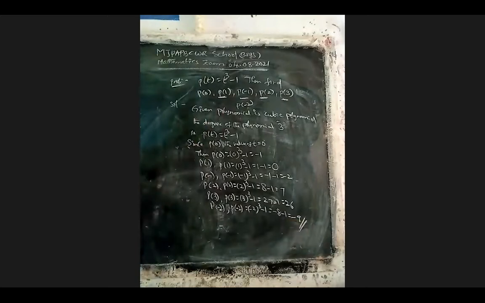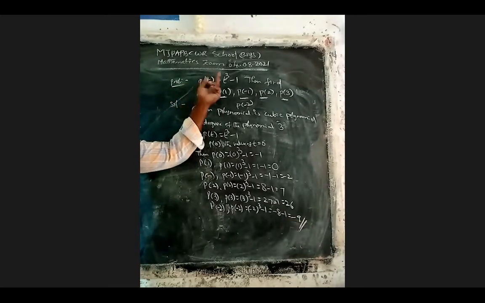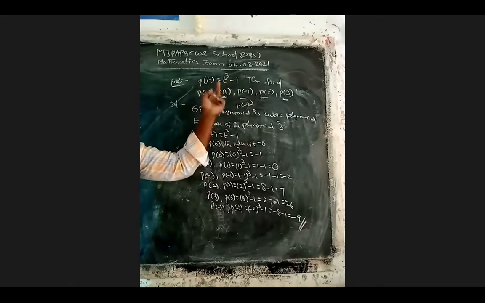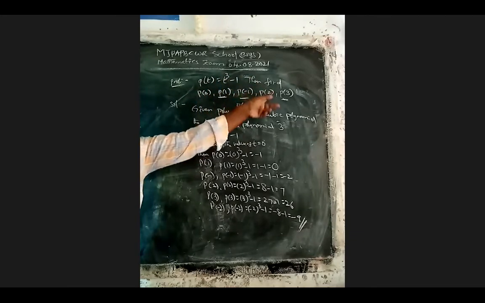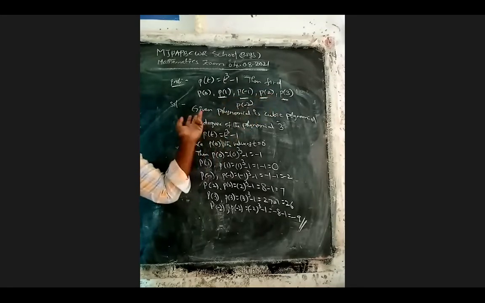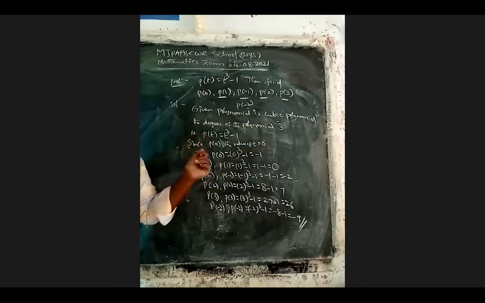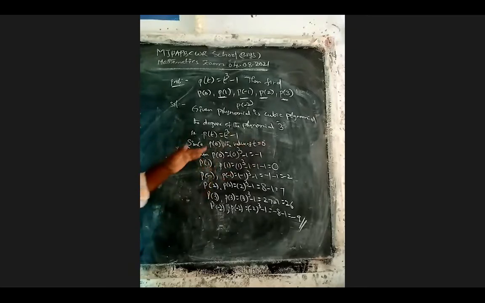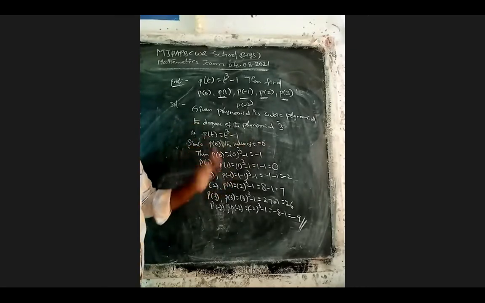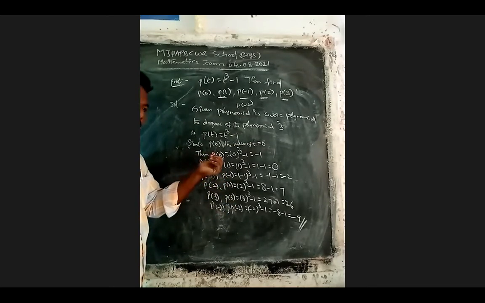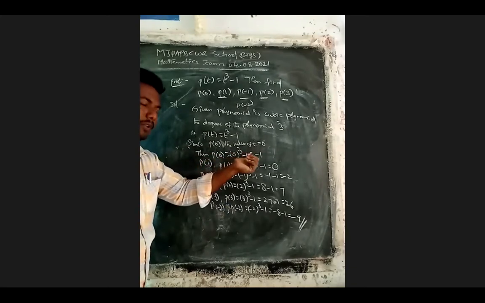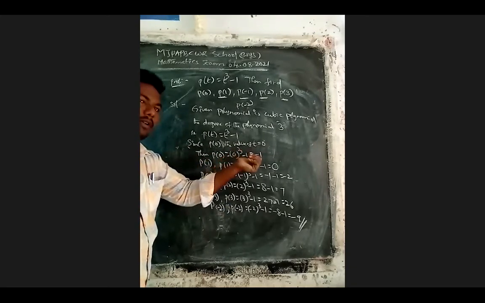Once again, given P of t equals t cube minus 1, find the values of P of 0, P of 1, P of minus 1, P of 2, P of minus 2, and P of 3. The given polynomial is a cubic polynomial because its degree is 3. First, P of 0: substitute t equals 0. Similarly, substitute t equals 1, minus 1, 2, minus 2, and 3. P of 0 equals 0 cube minus 1, which is minus 1.